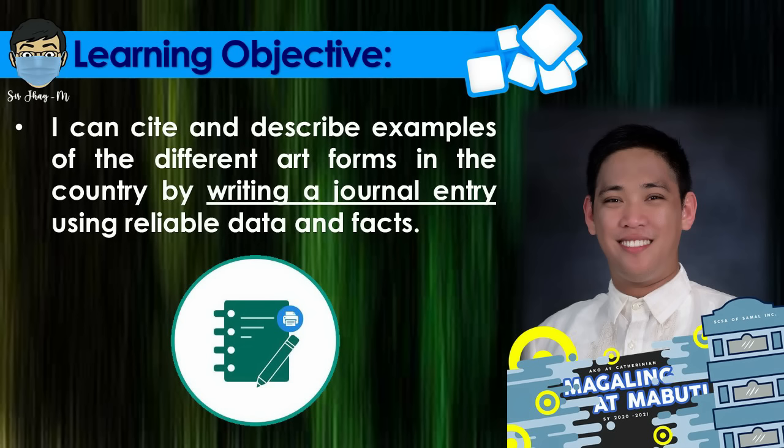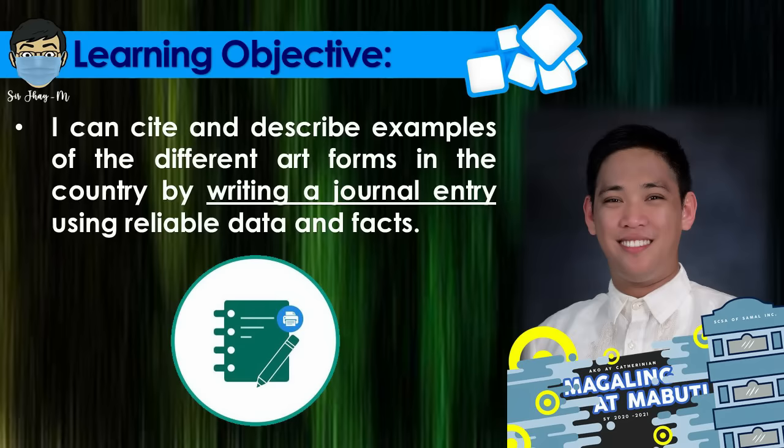That is why at the end of this session, or after you accomplish your second learning module, you are expected to cite and describe examples of the different art forms in the country by writing a journal entry using reliable data and facts. I'll repeat, write a journal entry using reliable data and facts. If in the first learning module, you did a reflection paper, this time around, the last part of your learning journey for this week has something to do with writing a journal entry about the topic that we have right now. But I'd like to emphasize na in the making of your journal entry, you must use only reliable data and facts. Kaya you have to be careful in finishing your final output of the week.